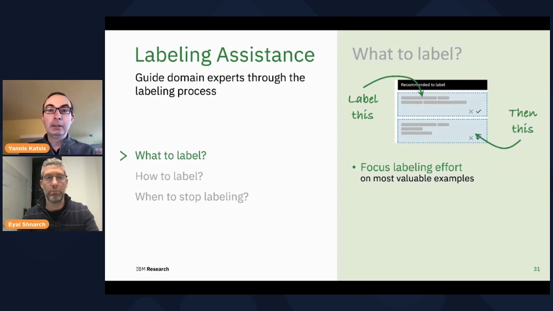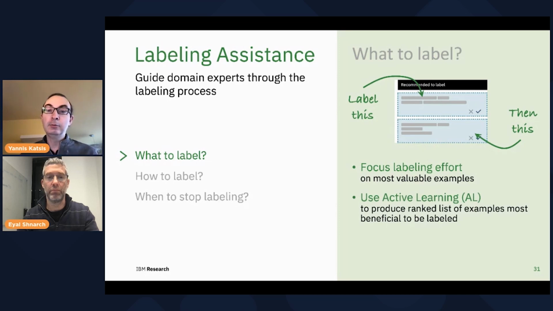First of all, it guides them in what to label. Intuitively, not all labels have the same value. For instance, labeling a lot of very similar elements is arguably not as useful as labeling a more diverse set of elements. This is why Label Sleuth tries to focus the labeling effort on the examples that are more valuable for the model to improve. This is done through the use of an active learning technique that produces a ranked list of examples that are more beneficial to be labeled in order to lead to improvements of the model.